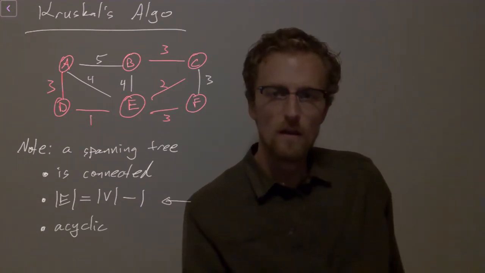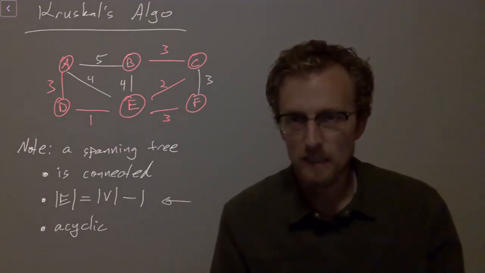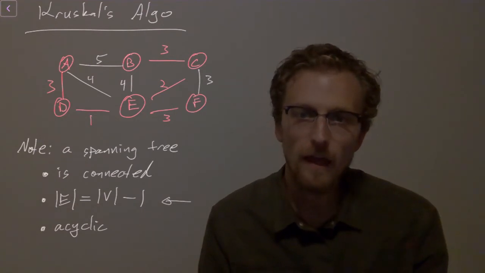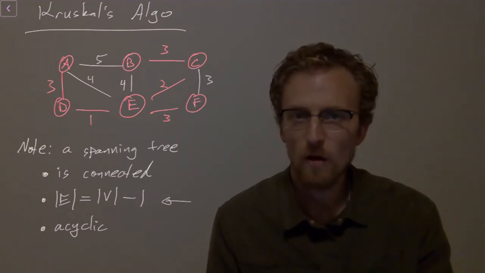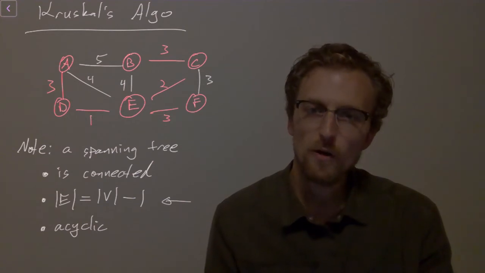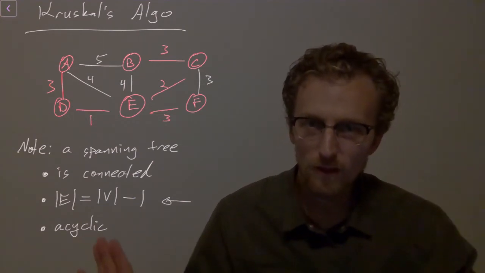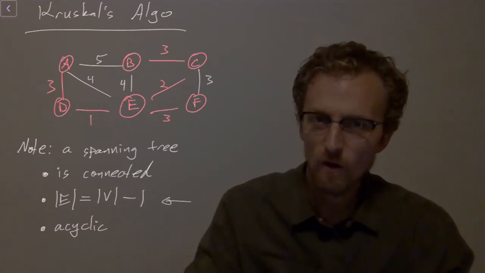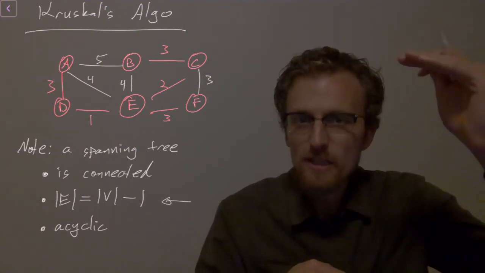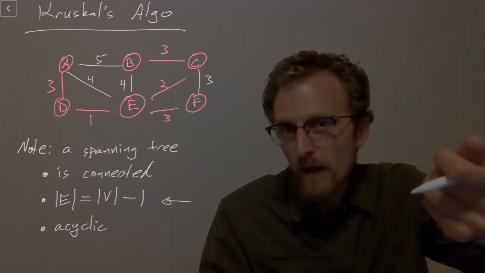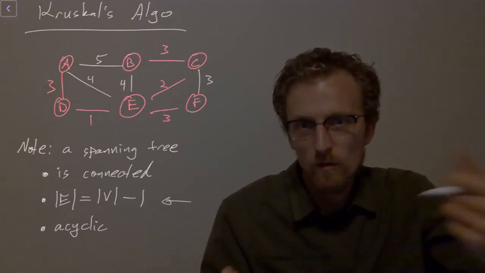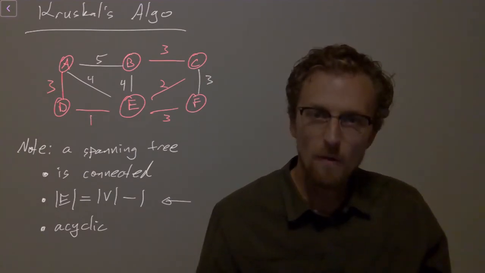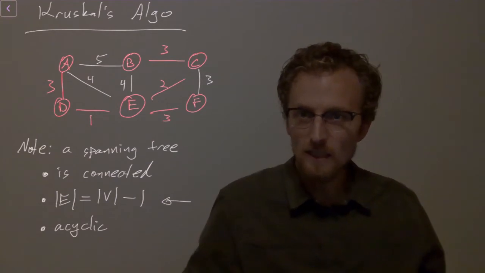What Kruskal's algorithm does is exploit this characterization of a spanning tree in a way that selects small, low weight edges. Kruskal says let's start with an empty graph, and then add edges one by one in increasing order of their weight. We'll start by adding small edges, and then grow to adding larger and larger edges as time goes on. And let's make sure that we maintain these properties.